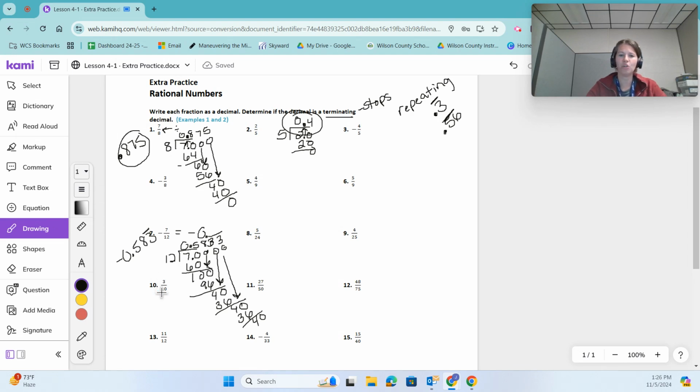And you can have repeating decimals that are both positive or negative, and same with terminating. They are all still rational numbers. There are several more on this page that you can try on your own.